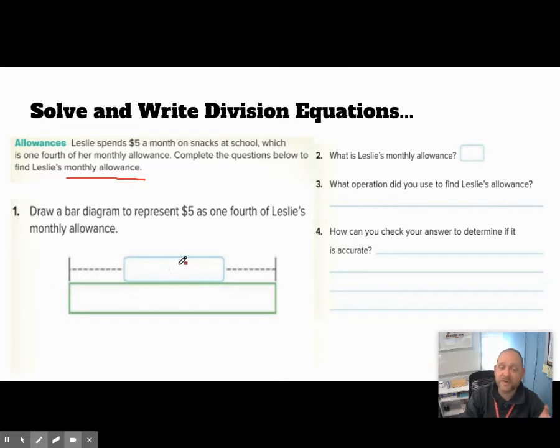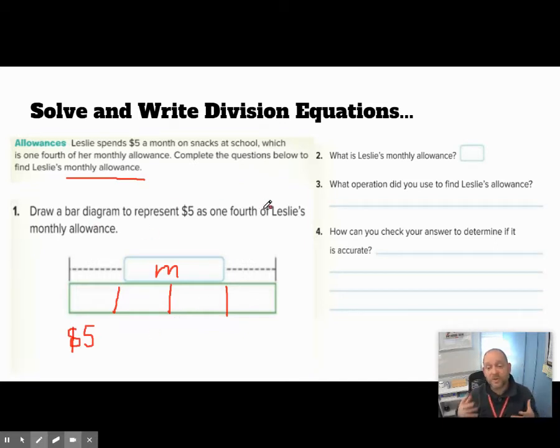This whole thing together is going to equal one month's worth of allowance. You could choose anything you want. You could use an A for allowance. I'm going to choose an M today for monthly allowance. So I've got M equaling my monthly allowance, and I know that $5 is 1/4 of it. So I'm going to cut this bar graph into fourths, and I know each one of those amounts is going to be $5.